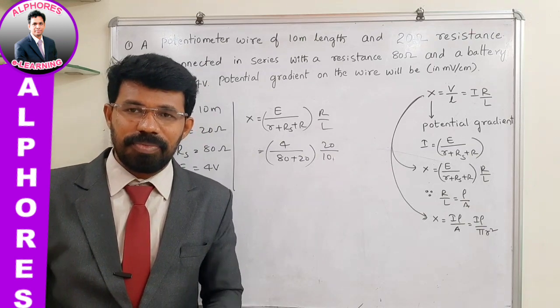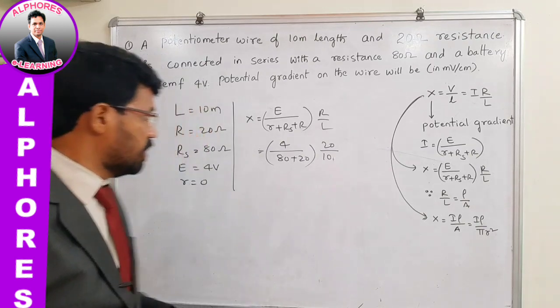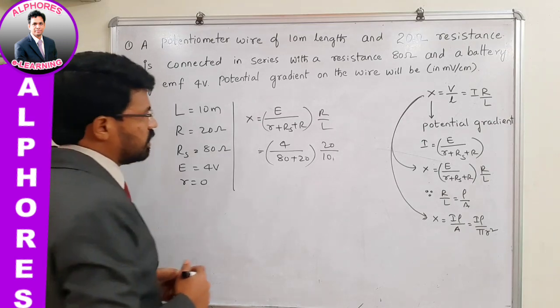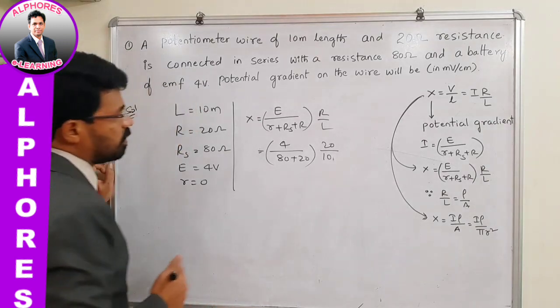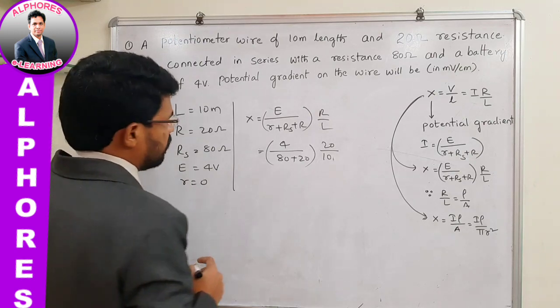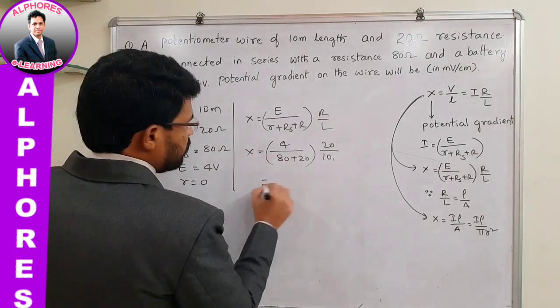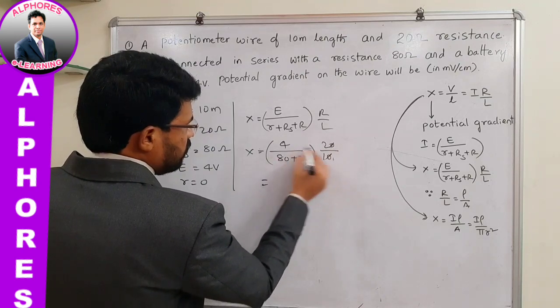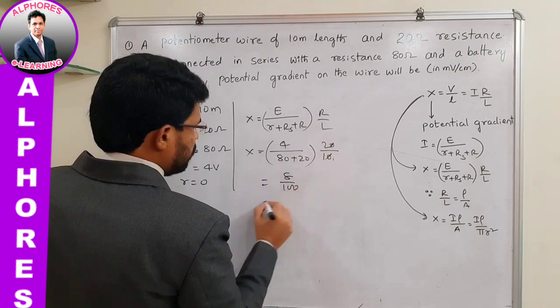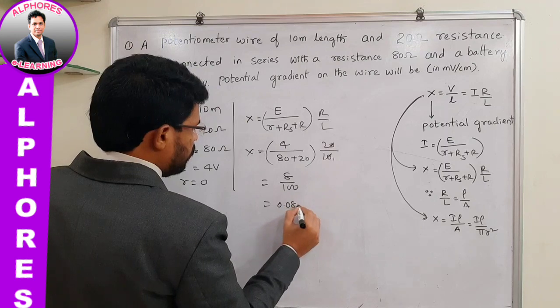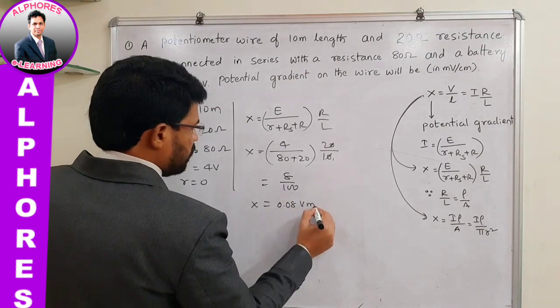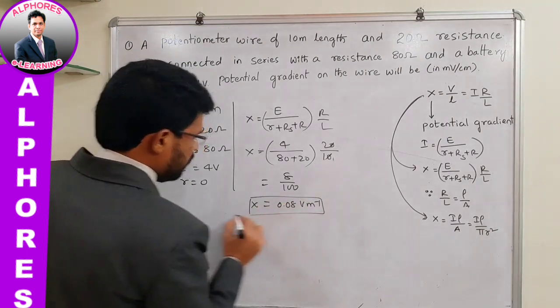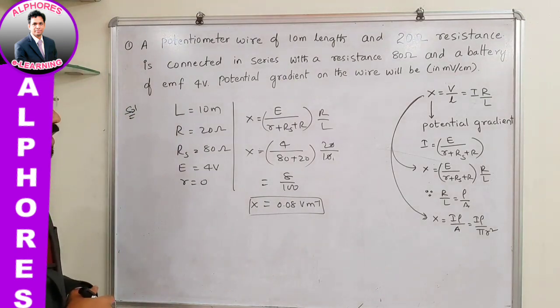potentiometer. Okay. So in case of potentiometer, the wire can be more than 1 meter, whereas in case of meter bridge, it's of 1 meter length. Right. So let us simplify this. What you will get? 2 into 8 by 100. So the answer is 0.08 volts per meter. So this is the potential gradient on the wire.